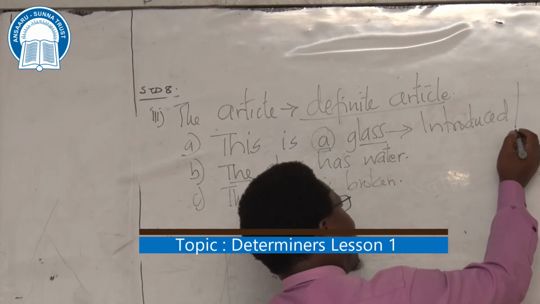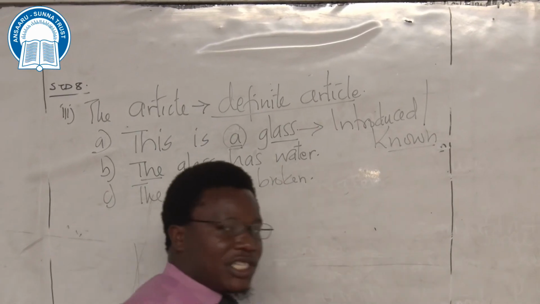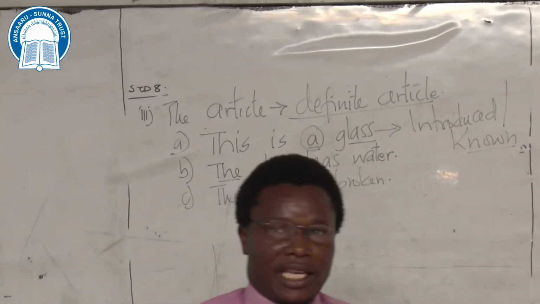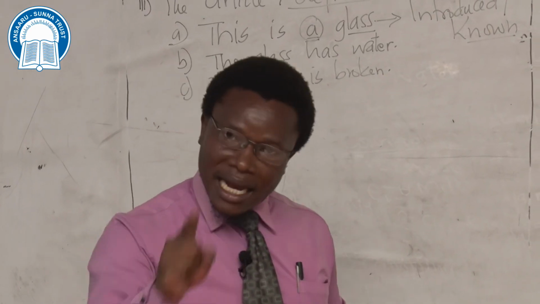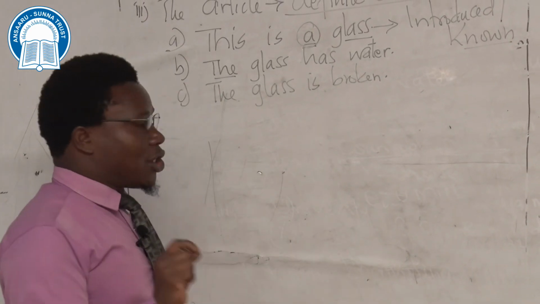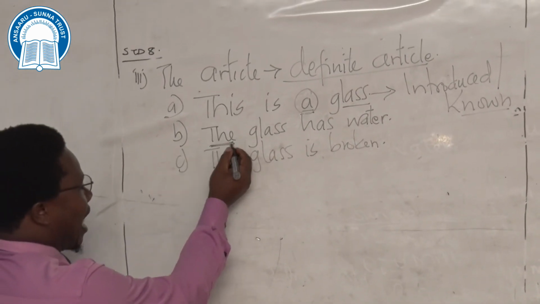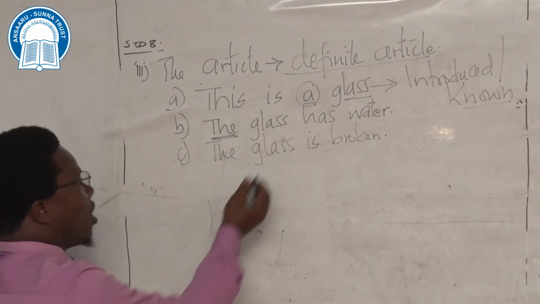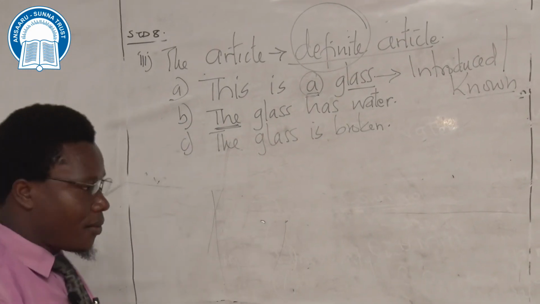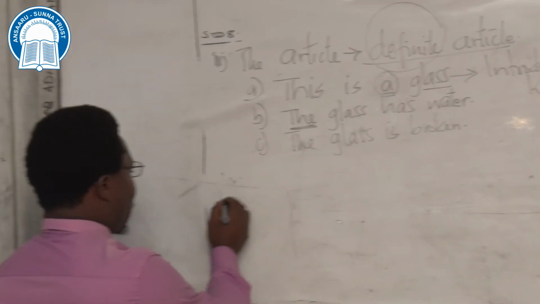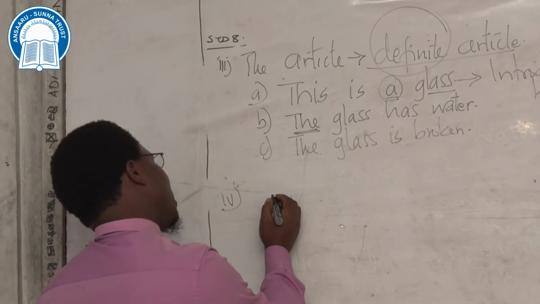And now that it has been introduced, it is now already known that what the teacher is talking about is neither a tree nor a locker, but a glass. So since it's already known to the listener, now the teacher introduces glass with the article "the," which is now definite. Thirdly or fourthly, may we now look at the use of some.